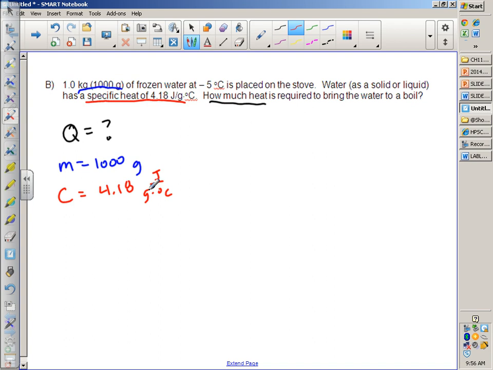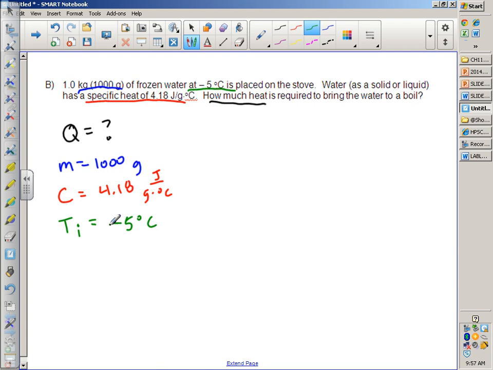All right, next, what else did they give us to work with? What it started at and what it needs to end at. Okay, so we know this, right? So Maura, what variable is that going to be? The initial temperature. So that is Ti, right? The initial temperature is -5 degrees Celsius. All right.